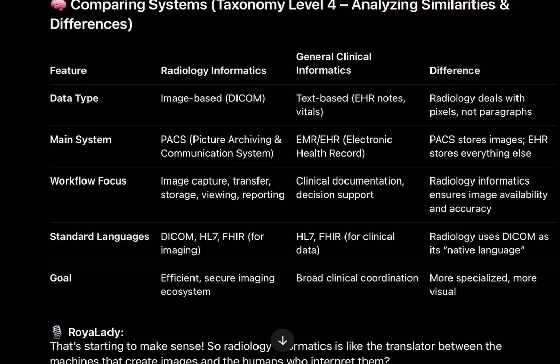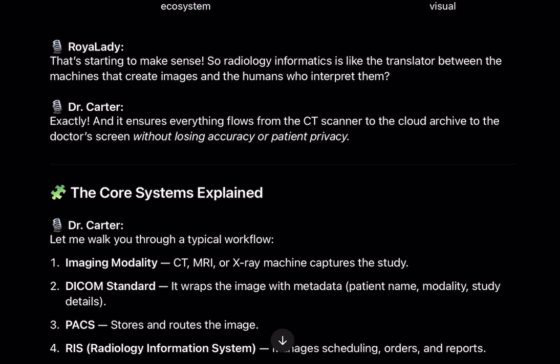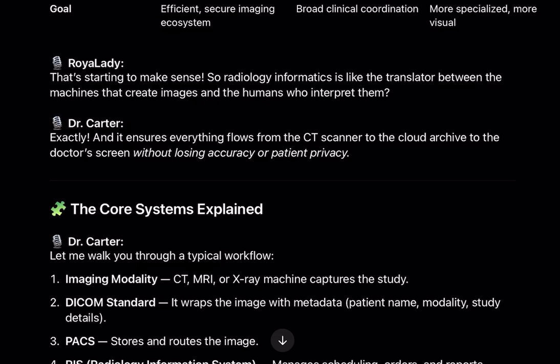Main system: PACS, picture archiving and communication system, versus EMR, EHR, electronic health record. PACS stores images, EHR stores everything else. Workflow focus: image capture, transfer, storage, viewing, reporting, versus clinical documentation, decision support. Radiology informatics ensures image availability and accuracy. Standard languages: DICOM for imaging, HL7 and FHIR for clinical data. Radiology uses DICOM as its native language. Goal: efficient, secure imaging ecosystem versus broad clinical coordination. More specialized, more visual.